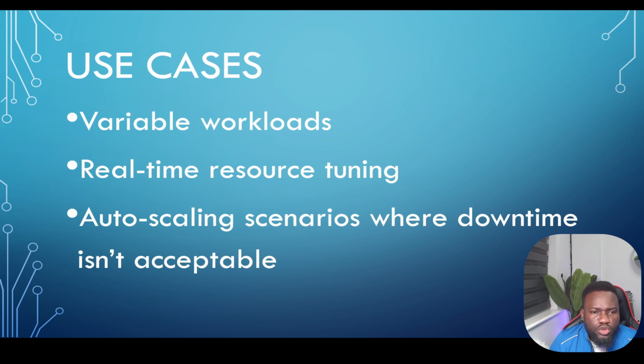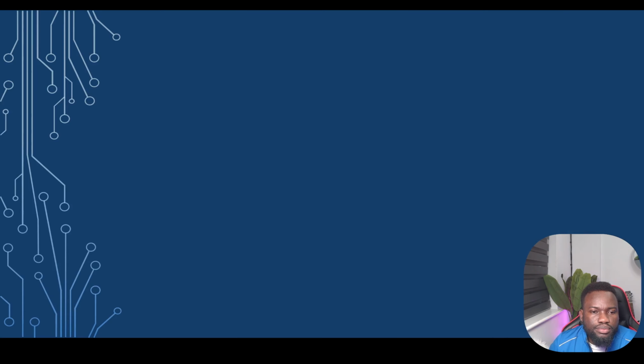So in terms of use cases, this is perfect for apps with variable workloads, or scenarios where you want to apply real-time tuning, or you want to carry out auto-scaling scenarios where downtime isn't acceptable. Such use cases are payment processors, streaming services, or software as a service platforms. Now, let me show you how this new feature works.